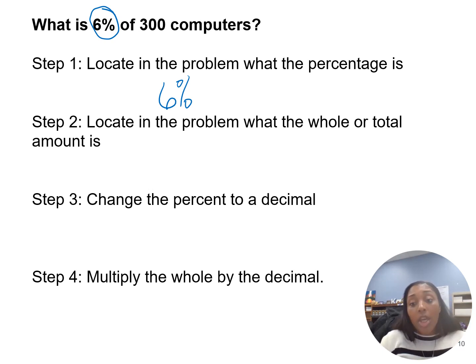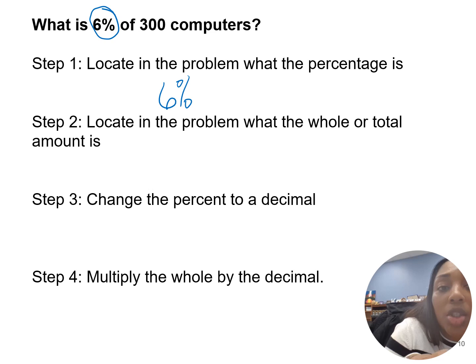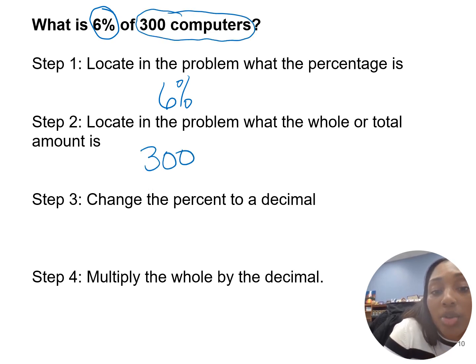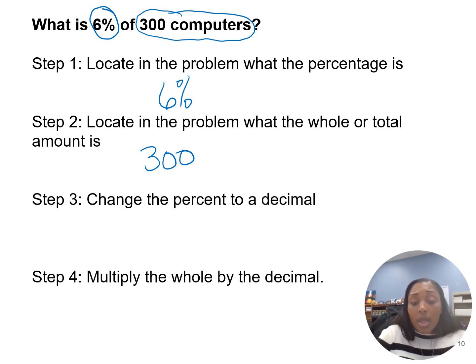So I shouldn't end up with 295 as my final answer, because that doesn't make sense, because I'm getting a small piece. And I shouldn't end up with something bigger than 300 because there's only 300. So if I'm only getting 6%, that means I'm only getting a portion, a part, a piece. So that means I can't end up with a number bigger than 300. So my next step is to locate what is the total or the whole. Well, what do I have? I have 300 computers. That's my total. So now I want to figure out what is 6% of 300.